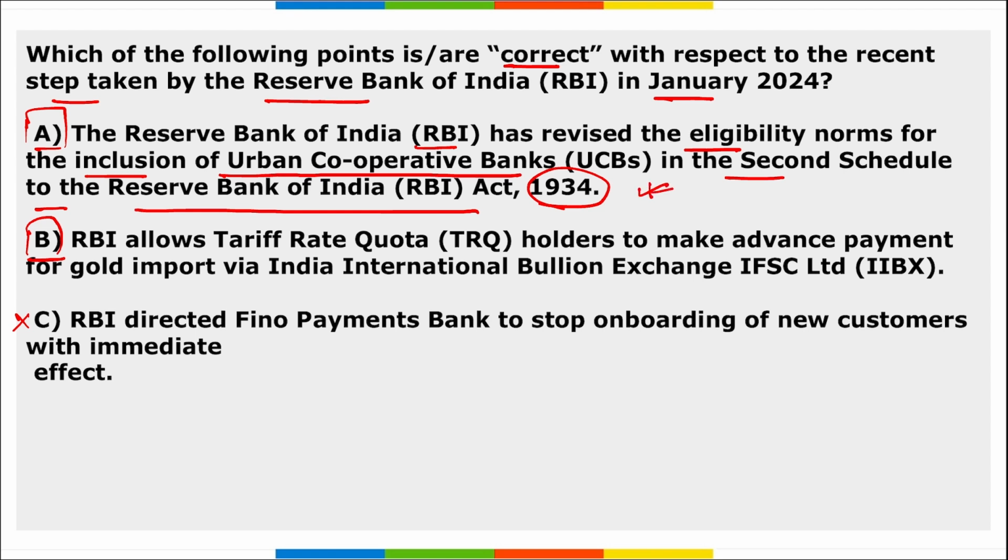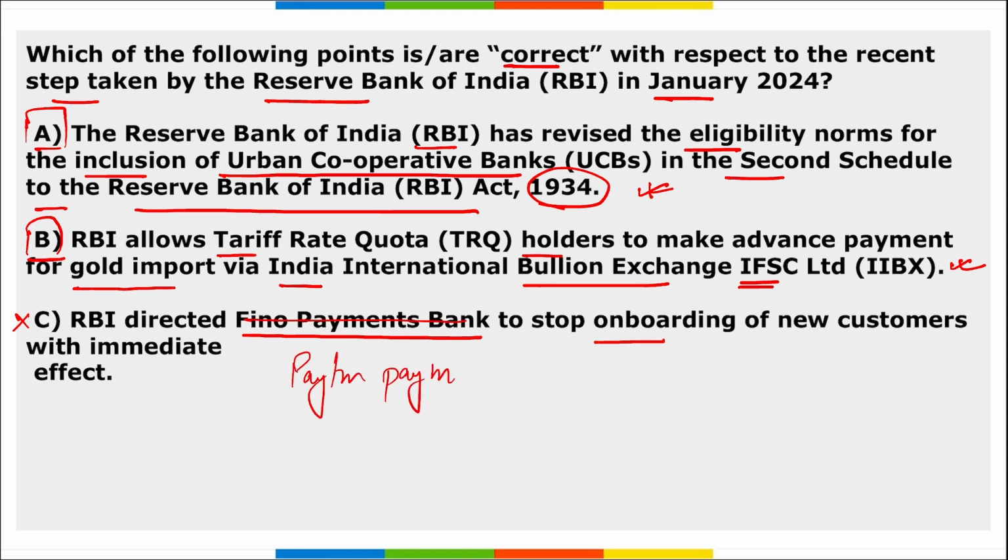So absolutely right. Second is, RBI allowed tariff rate quota holders to make advance payment for gold import via India International Bullion Exchange IFSC limit. So absolutely right. Third says that RBI directed Fino Payments Bank to stop onboarding new customers with immediate effect. Is it Fino Payments Bank? No, it is Paytm Payments Bank.